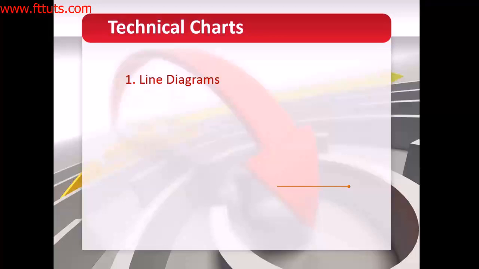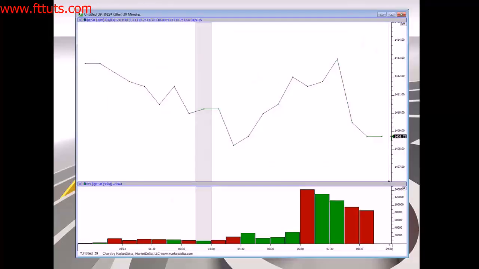Now, some of the technical charts you may be familiar with are things like line diagrams. A line diagram is a very simple chart. If you will take a look here, I have a line diagram, and this line diagram is basically based on the close of a period, and in this case we're looking at a 30-minute period. Every time that period closes, it plots a dot. So I have a bunch of dots here, and this gives me a pretty good idea about price action in the market, which way it is going and how it is moving.